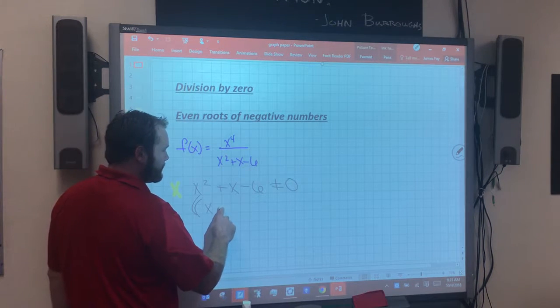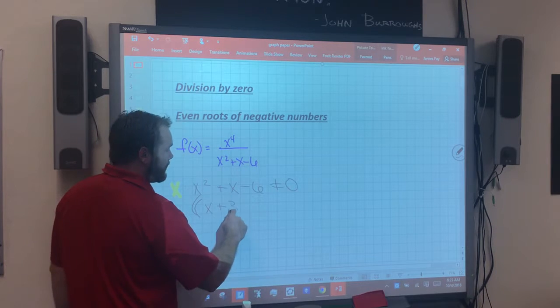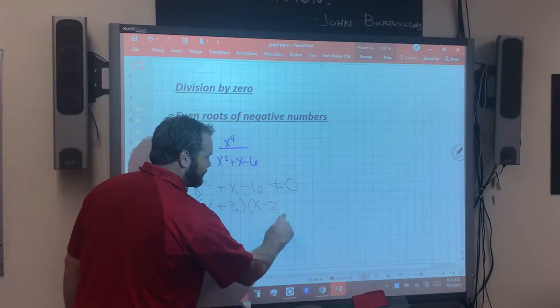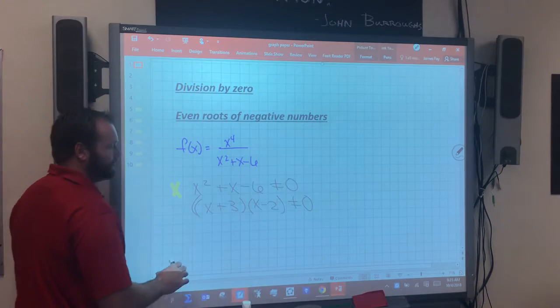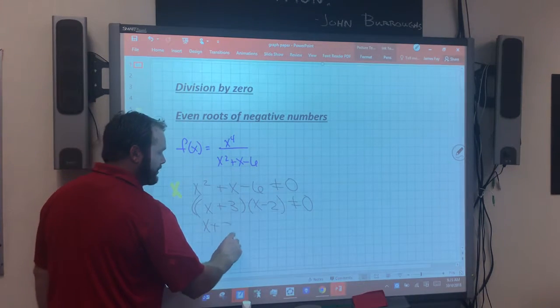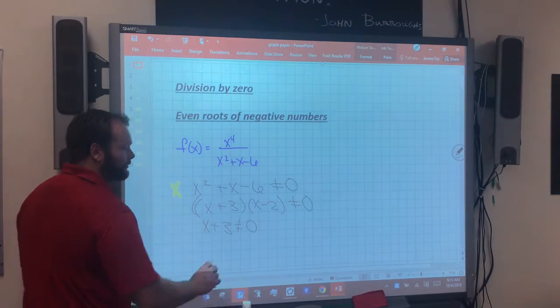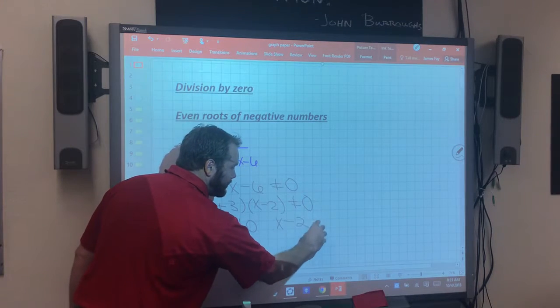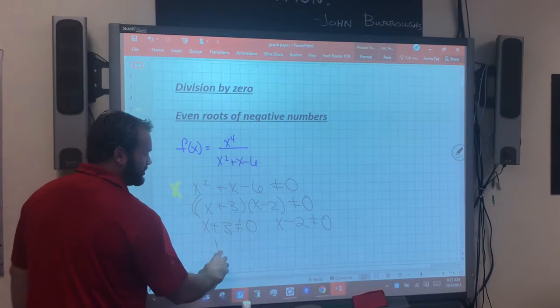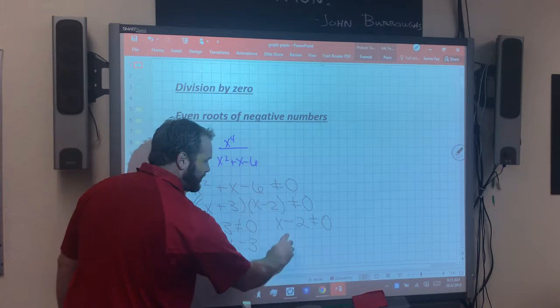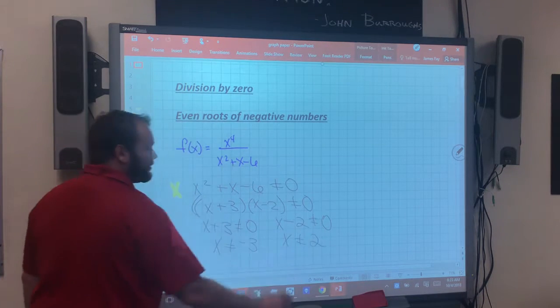Say again? x plus 3, x minus 2? Cannot be 0. Okay. So x plus 3 cannot be 0. x minus 2 cannot be 0. So x cannot be negative 3. x cannot be 2, right?